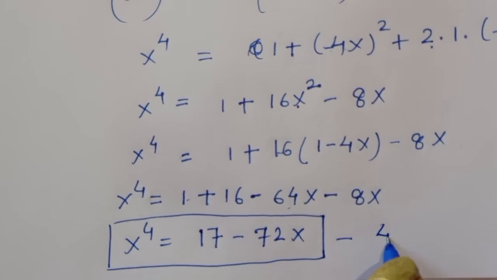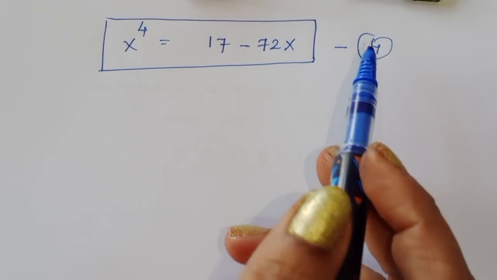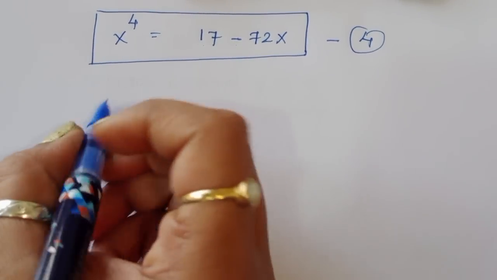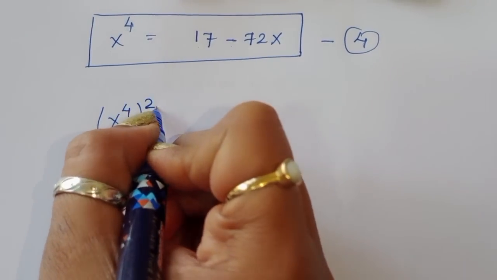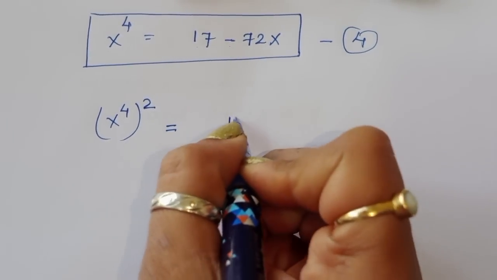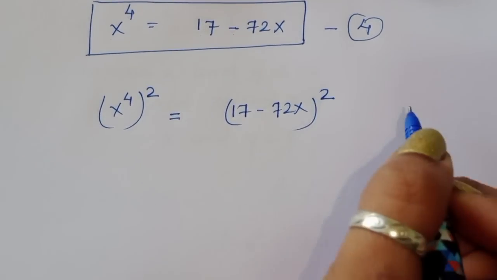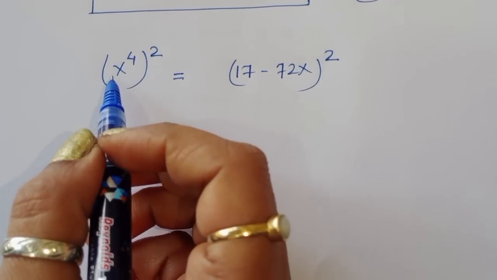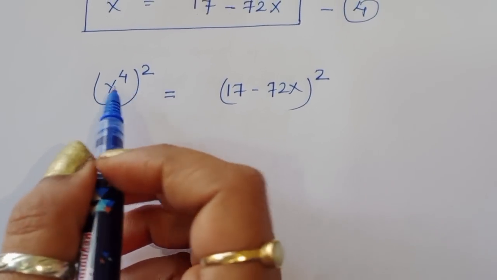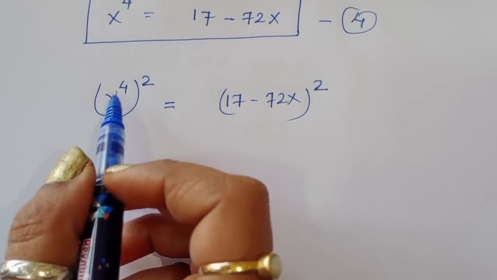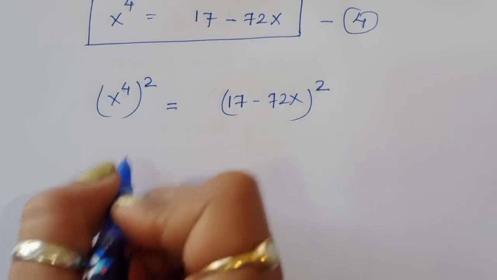So this is equation number 4: x power 4 is equal to 17 minus 72x. Now again we have to square both sides. Then we will get x power 4 whole square is equal to 17 minus 72x whole square. Now why are we doing this? Because we have to find the value of x power 8. That's why we are taking square again and again. So x power 4 whole square becomes x power 8.